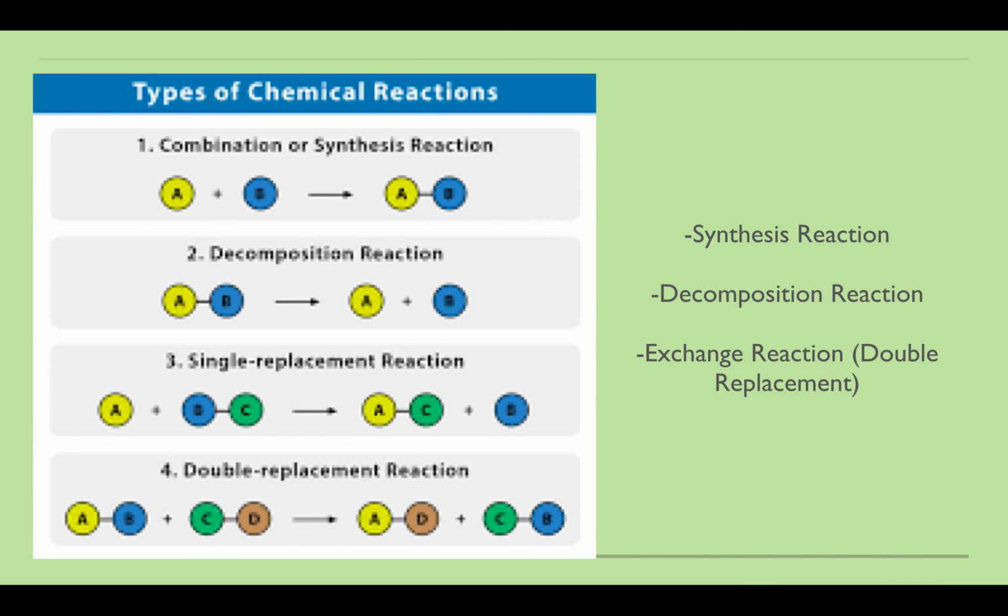So this is just a visual of the chemical reactions we're going to be talking about. So the numbers 1, 2, and 4 are the reactions we're going to be talking about. This is the synthesis, the decomposition, and the double replacement or exchange reaction. And these AB yielding AB are very common illustrations and ways to explain things when you're working with chemical reactions.